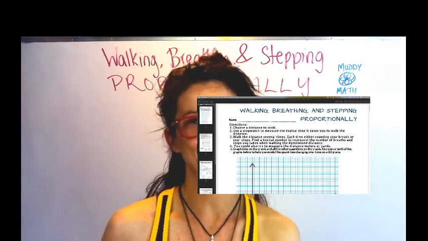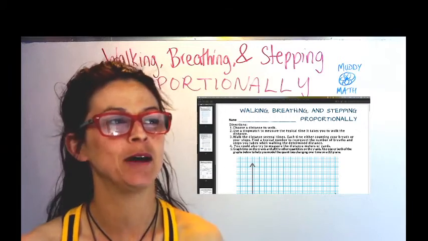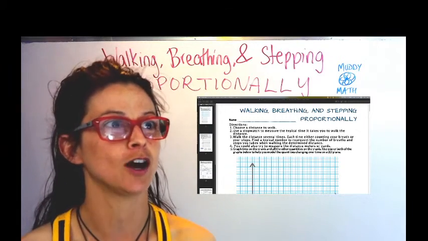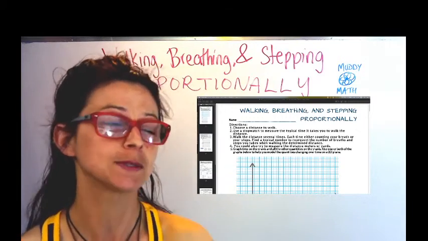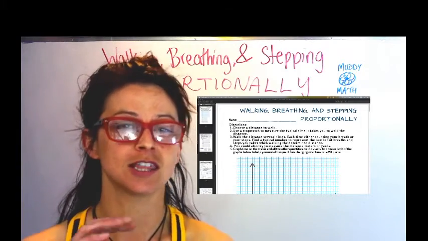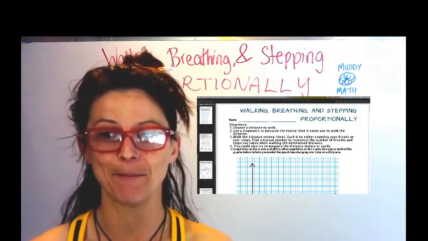Welcome back to Muddy Math, where we take middle school math concepts that are a little muddy and clear them up. Today, we are talking about proportional relationships, and I hit the trails to think about walking, breathing, and stepping proportionally.